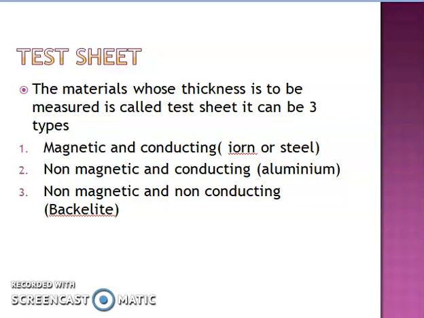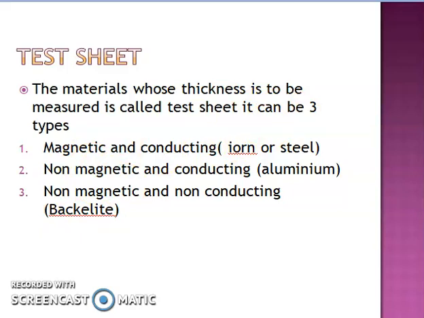That is, the material whose thickness is to be measured is called the test sheet, and it can be mainly of three types. The first one is magnetic and conducting, for example iron or steel. The second one is non-magnetic and conducting, that is aluminium. And the third one is non-magnetic and non-conductive material, that is bakelite.